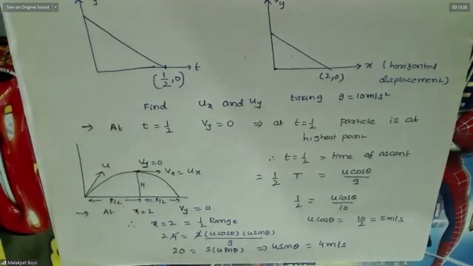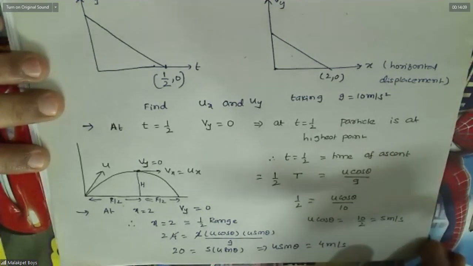Parabola is equally divided to the left and right by a vertical line passing through the maximum height. Yes, sir. Understood. Shall I turn this? 1 minute.